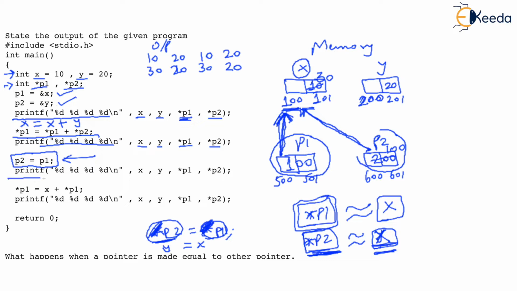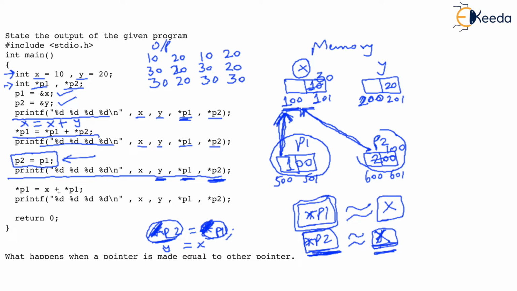So what is this line which I am underlining here going to print? It is going to print X. Notice that in the diagram, X has value 30. Then it is going to print Y, the next value, which is still 20. Then it is going to print asterisk P1. Asterisk P1 is the value to which P1 points, that is the value of X, which is 30. After that it is going to print asterisk P2. Asterisk P2 is the value to which P2 points, and P2 is also pointing to X. So this will also print the value of X.